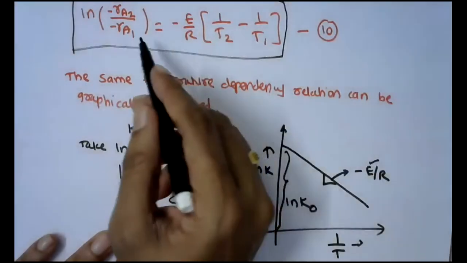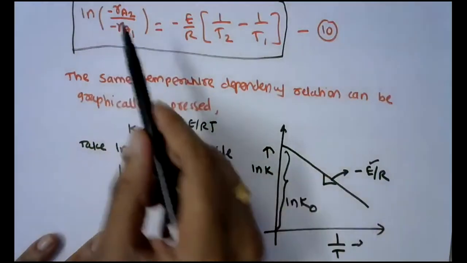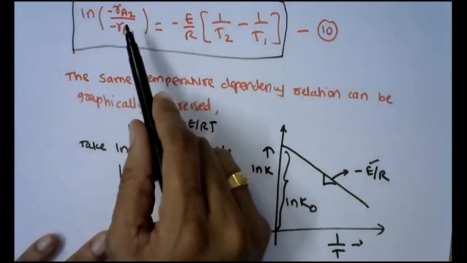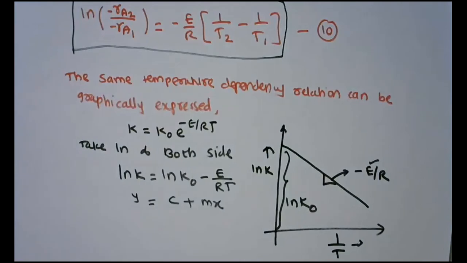Or if just two values are given, then you can substitute either in equation 5 or equation 10, depending upon whether the rate or rate constant is given, and the problem can be solved. So in this way, using the Arrhenius theory of temperature dependency, the effect of temperature on the rate of reaction can be understood.